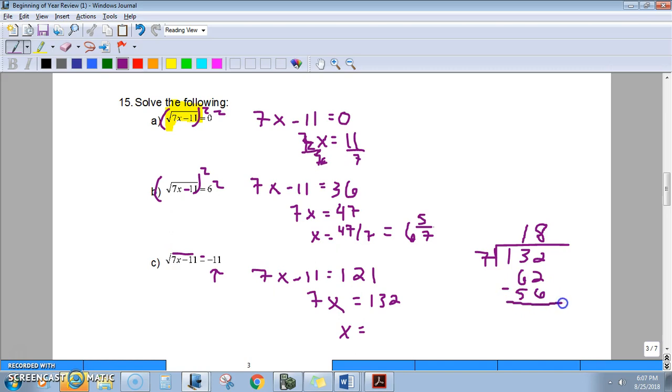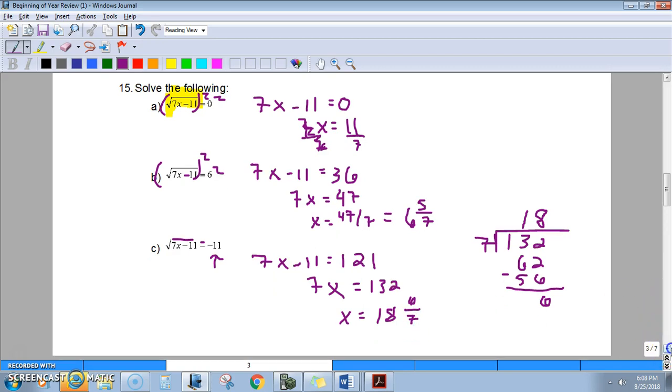So I'm going to subtract. So that's 4, 5, 6. Okay, so I get a remainder of 6. So I get 18 and 6 over 7, almost 19. Double check that for me, you guys. I'm counting on you. This is all off the top of my head.